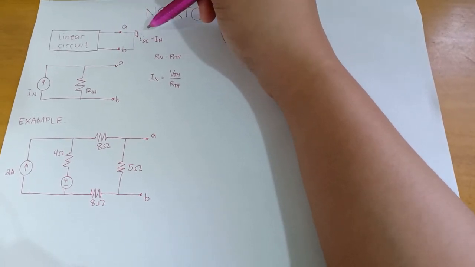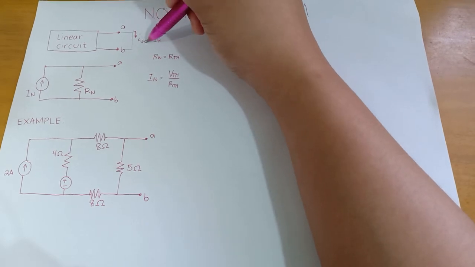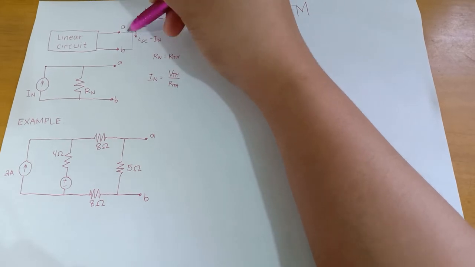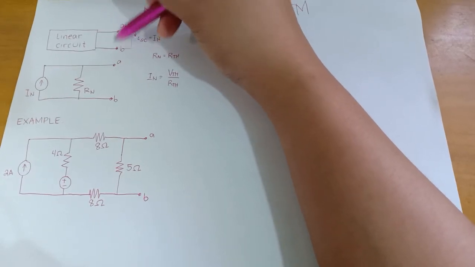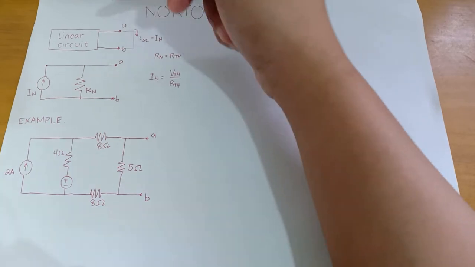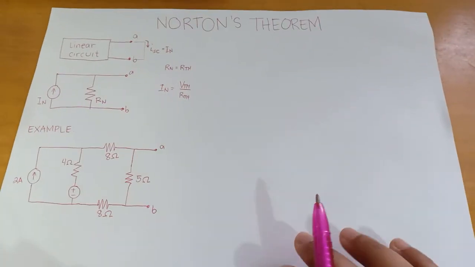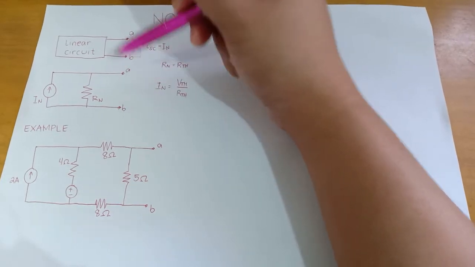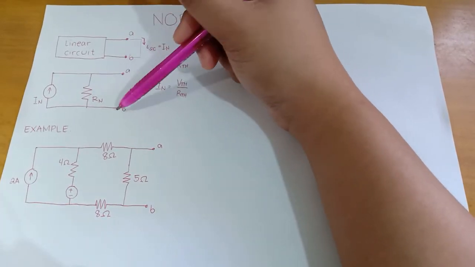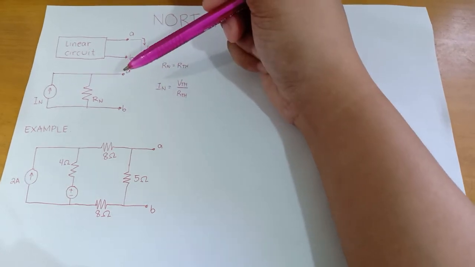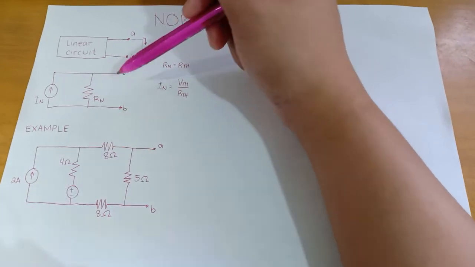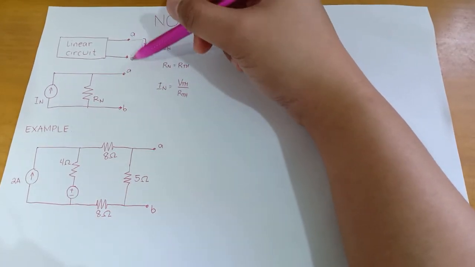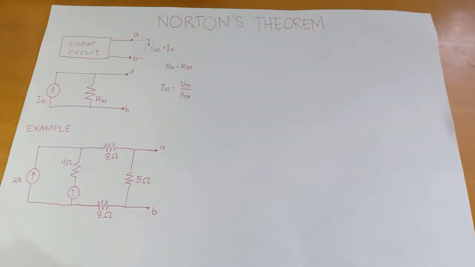Yung ISC na ito or I sub SC, ito yung short circuit current. So, itong terminals A and B, isi-short natin yan to get the Norton current. Last time sa Thevenin voltage, what we do is open circuit lang ito and then, let's say, magtatap tayo dito sa points na to, ano yung voltage na makukuha natin doon? That is the Thevenin voltage. This time, isi-short natin ito, para makuha yung Norton current.